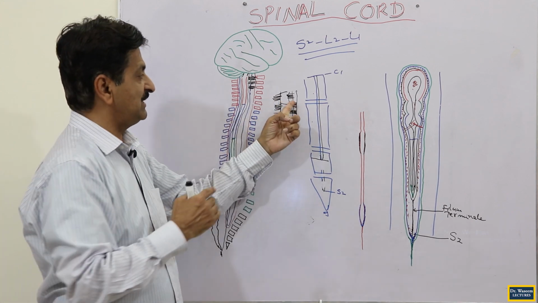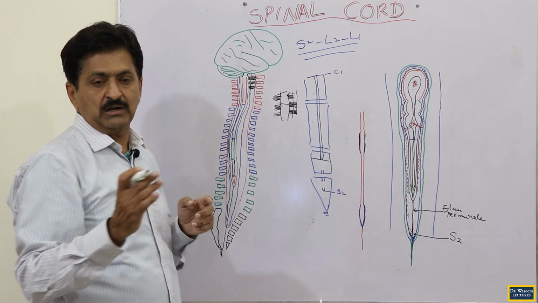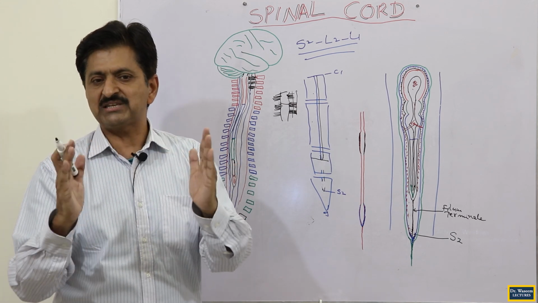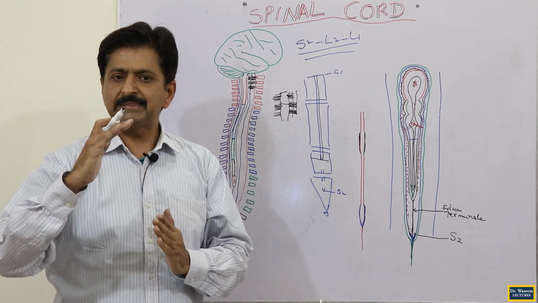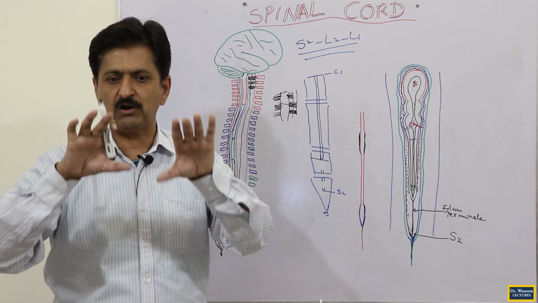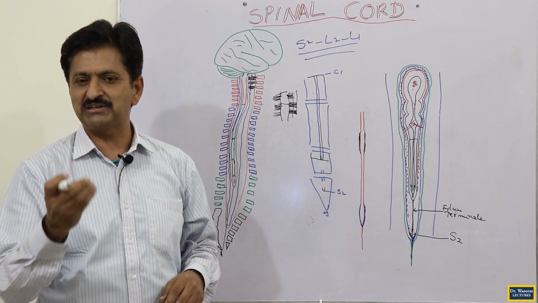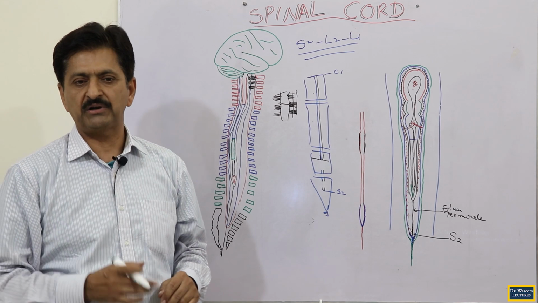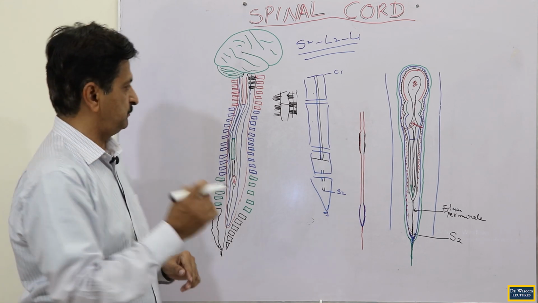And how many such extensions do we see? The number of these extensions, though they are bilateral obviously. So how many such pairs of extensions will be present? The number of extensions will be as many as the number of vertebrae in which the spinal cord is accommodated, and the spinal cord is accommodated in 20 vertebrae. That is why there will be 20 pairs of such lateral extensions of pia mater. You call them ligamentum denticulatum.